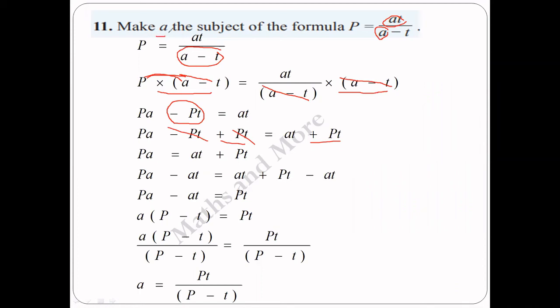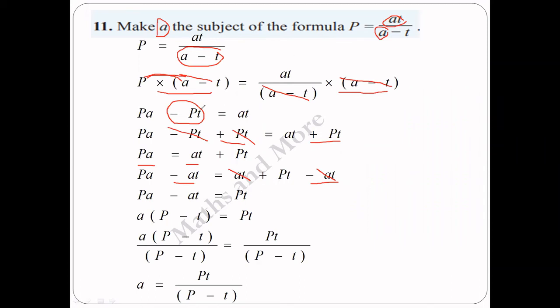Our goal is making A the subject. Now A is in here and here, so you have to take both terms to one side. How to take this AT to this side? You can subtract AT from both sides. So subtract AT from both left and right. Then you will cancel out AT from the right hand side. Now AT is in the left hand side: PA minus AT equals PT.